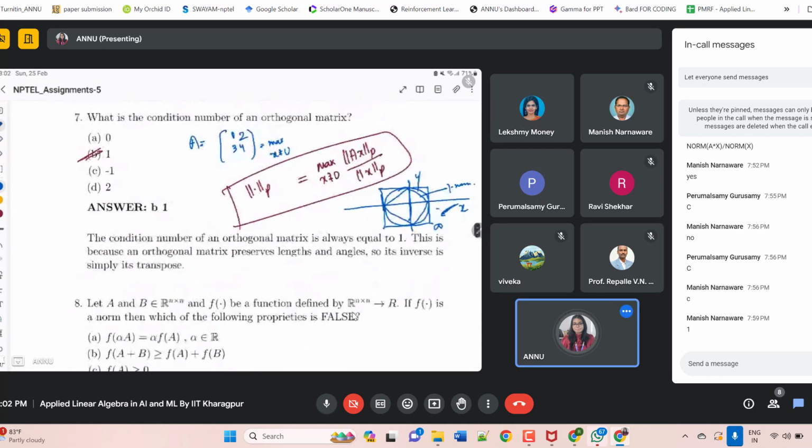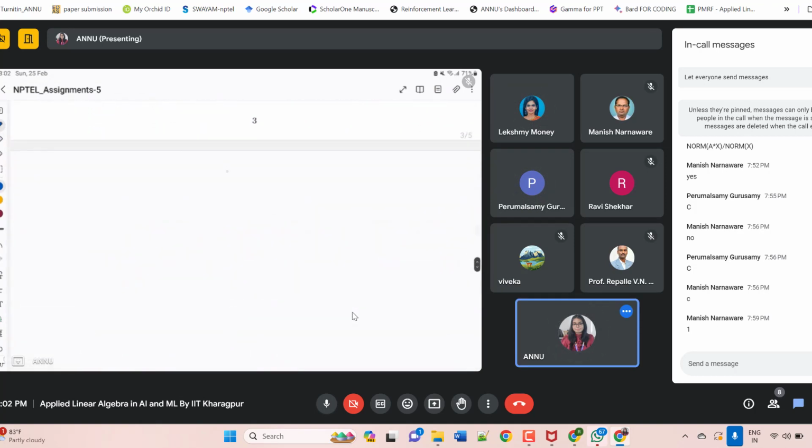One, two, three, four. A is equal to [1 2; 3 4]. Then Ax is equal to what? It is x1, x2. Then x1 plus 2x2, then 3x1 plus 4x2.